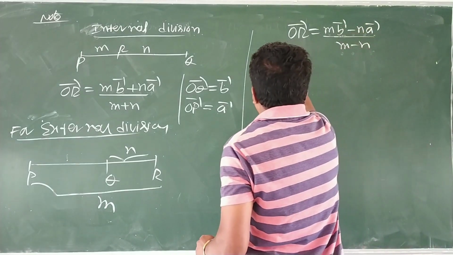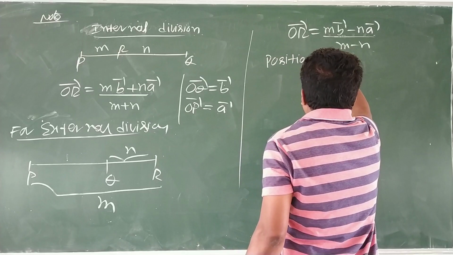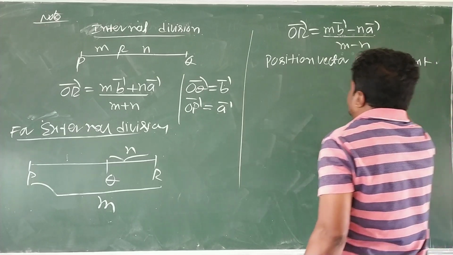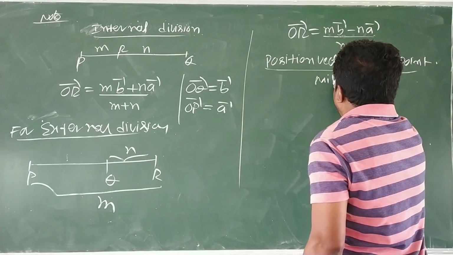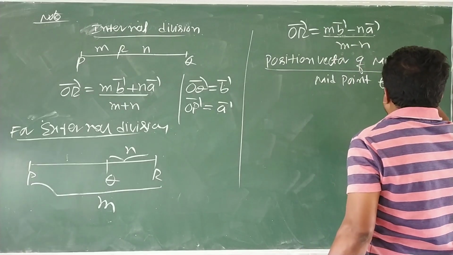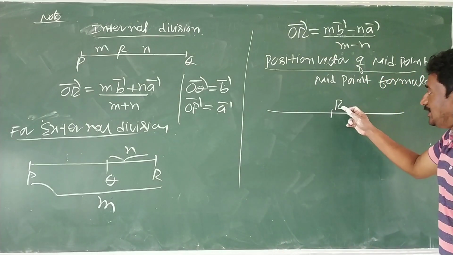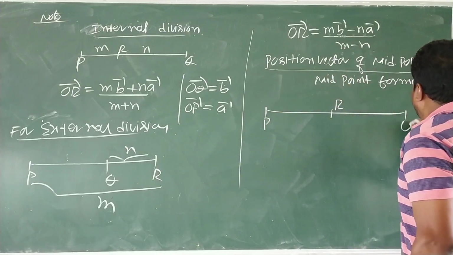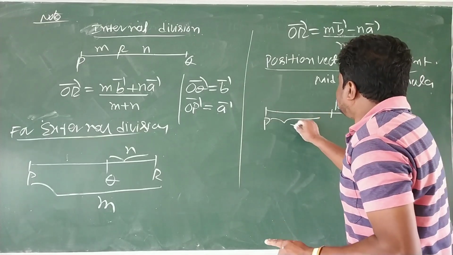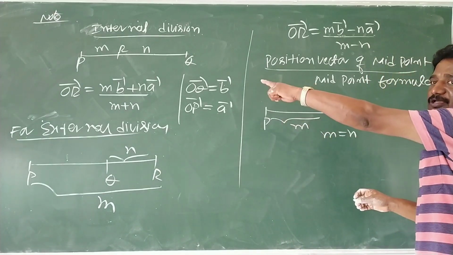Next, the position vector of the midpoint, the midpoint formula. Look at this, students. If point R becomes the midpoint of PQ, then surely m is equal to n. You substitute that in the formula, and you are going to get the midpoint formula.